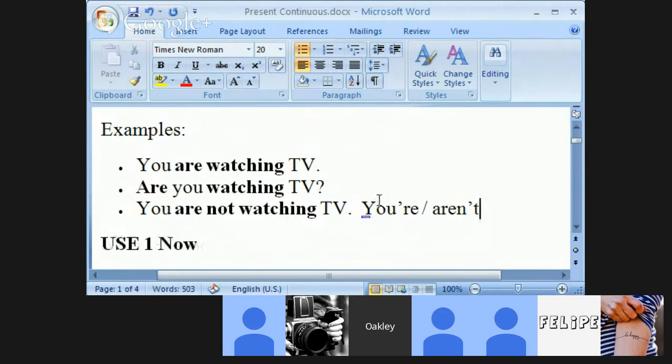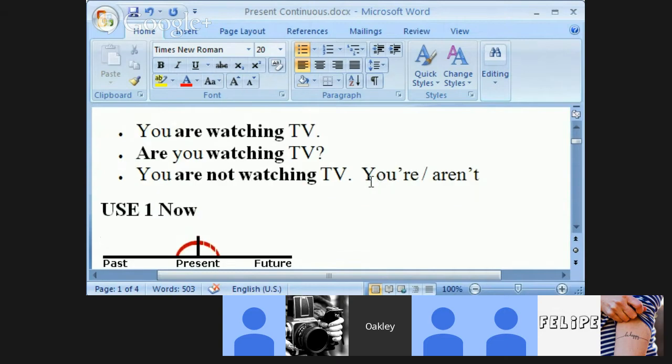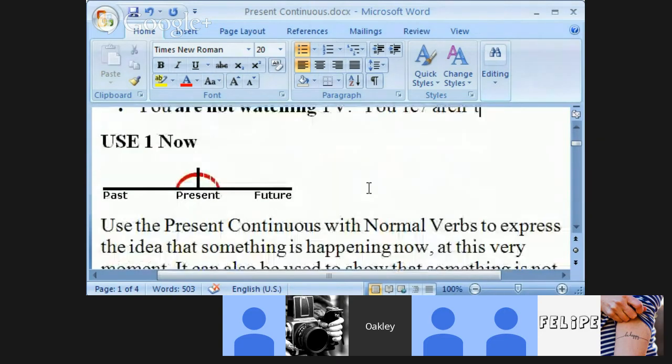Now let's look at the uses and practice them. Use number one.